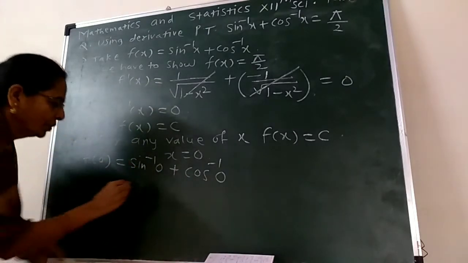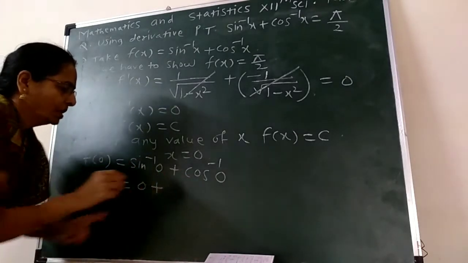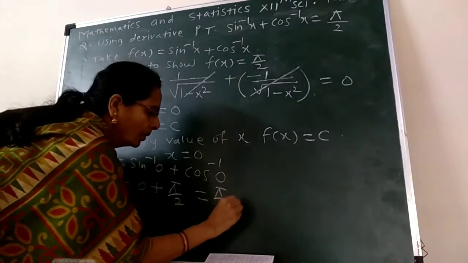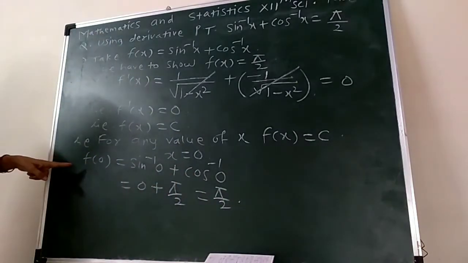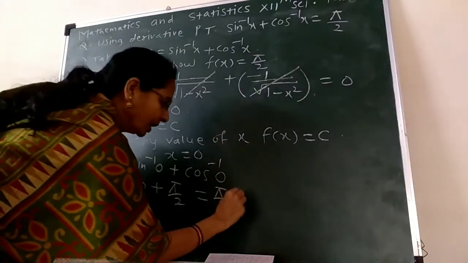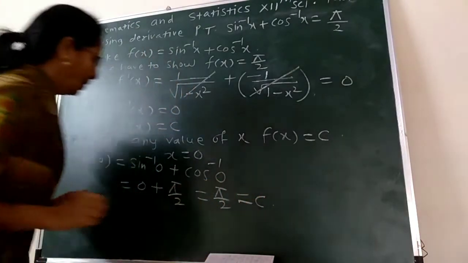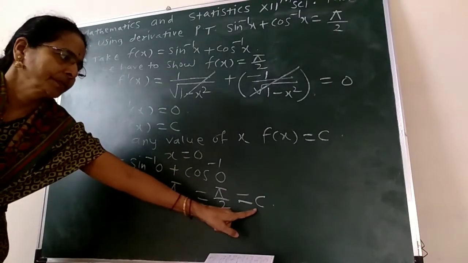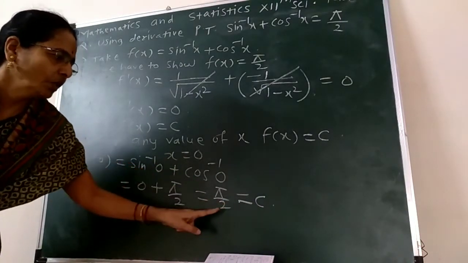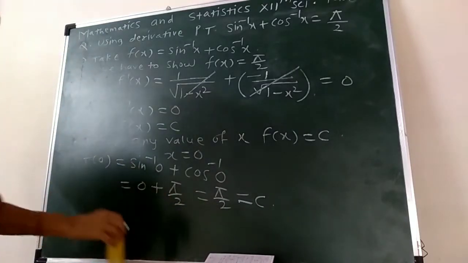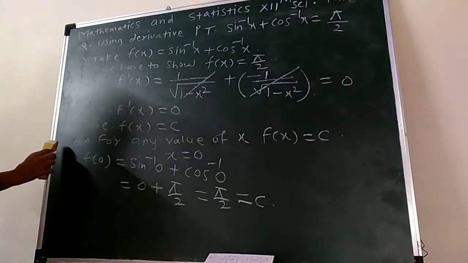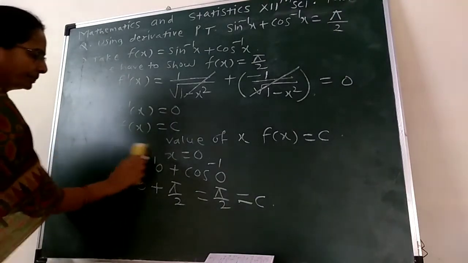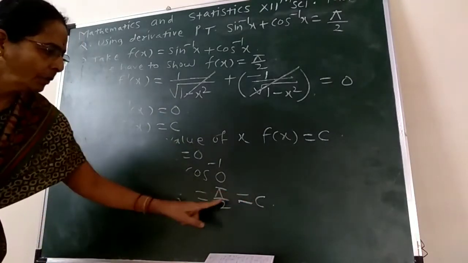Sin inverse 0 is 0. Cos inverse 0 is pi by 2. So it is equal to pi by 2. Pi by 2 is equal to c. For any value of x, function is equal to c. So now we get c is equal to pi by 2.